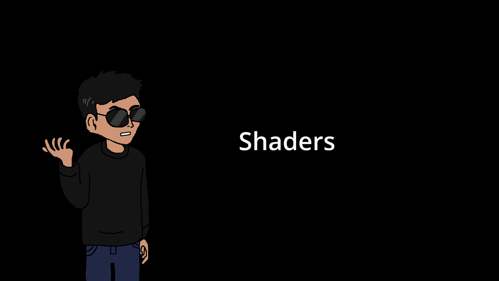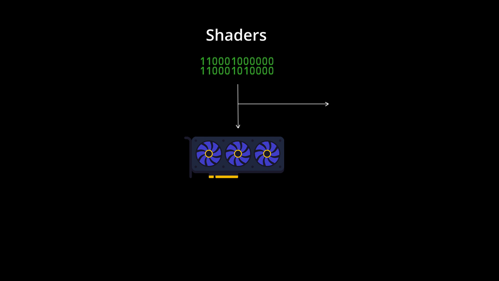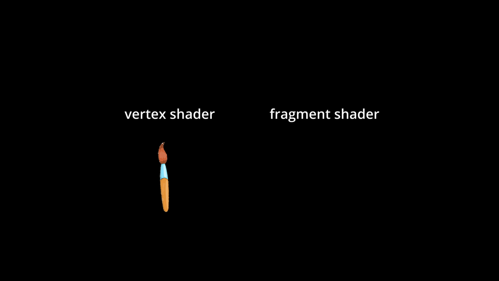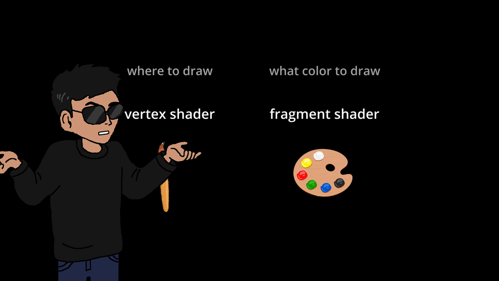To no surprise, graphics programming has many parts to it, but the foundation of it all is a little something called shaders. Shaders in simple terms are just programs that run on the GPU. They are written in a language called GLSL and are split mainly into two parts, the vertex shader and the fragment shader. Think of it like a brush and a color palette. The vertex shader tells the GPU where to draw something, the fragment shader tells the GPU what color to draw. A bit of an oversimplification, but that's basically the gist.